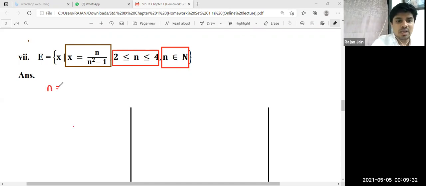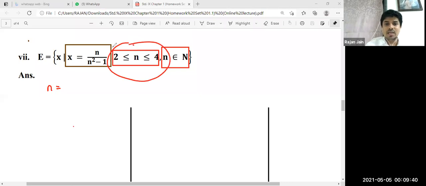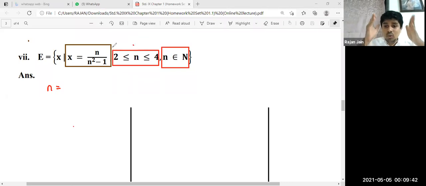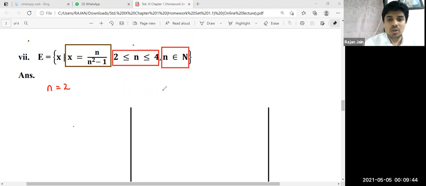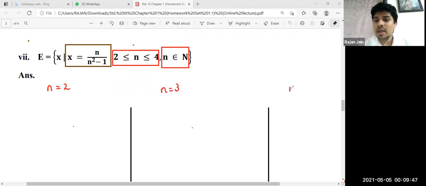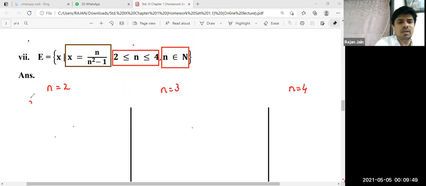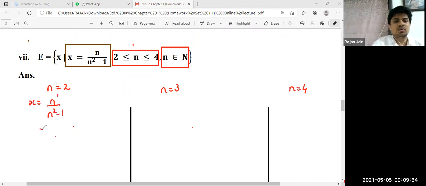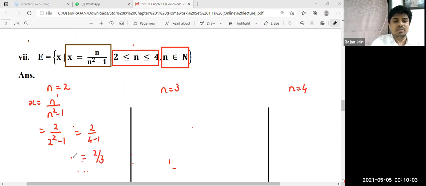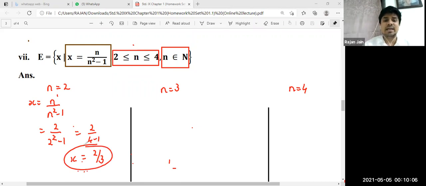So I will take n equal to 2. अभी 1 is a natural number, but इधर condition में लिखा है the number has to be taken from 2 to 4. Okay, so n equal to 2, n equal to 3, n equal to 4. Put it in the formula. Formula क्या दिया है? x is n upon n square minus 1. n के जगह पे I'll put 2. 2 upon 2 square minus 1, which will be 2 upon 4 minus 1, which will be 2 by 3. This is my first value of x that I have got.